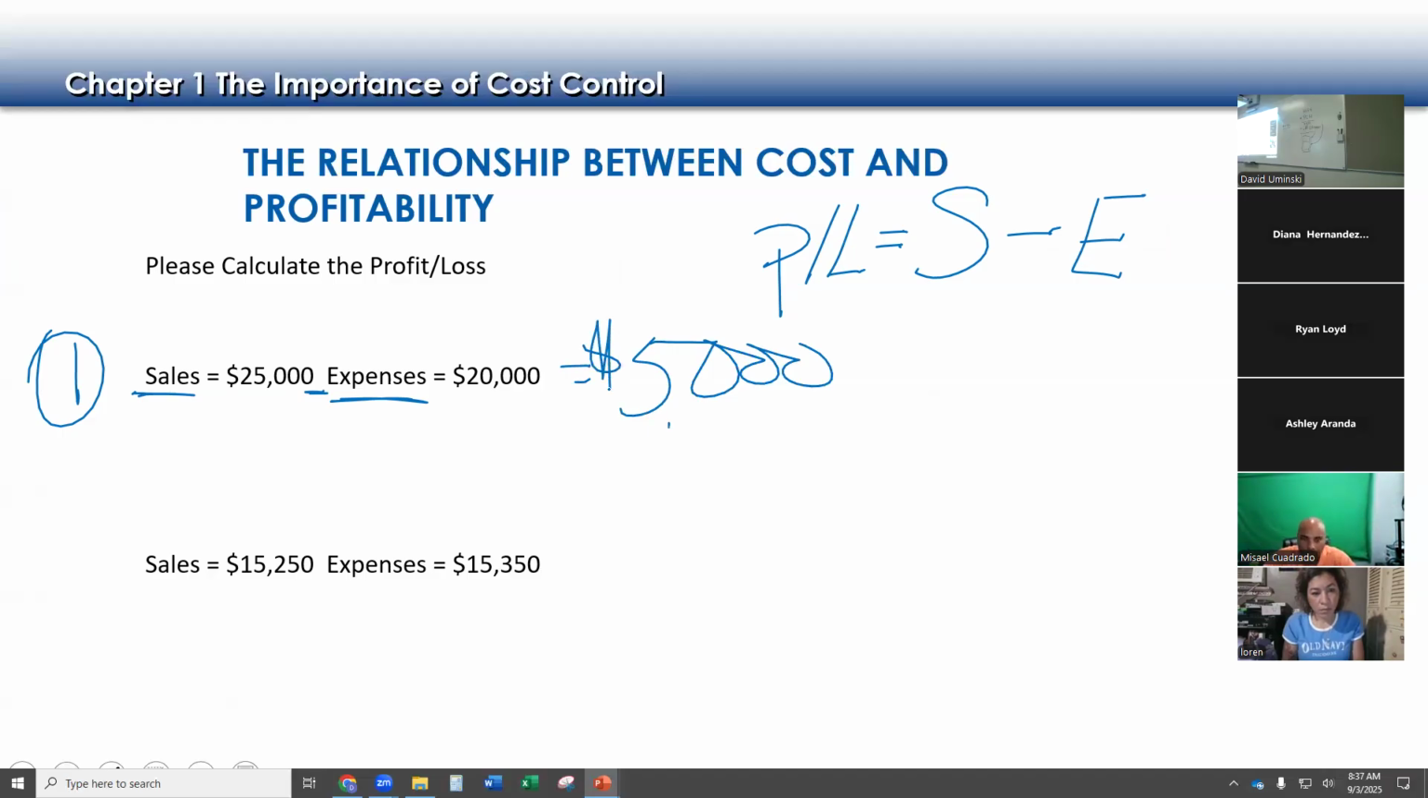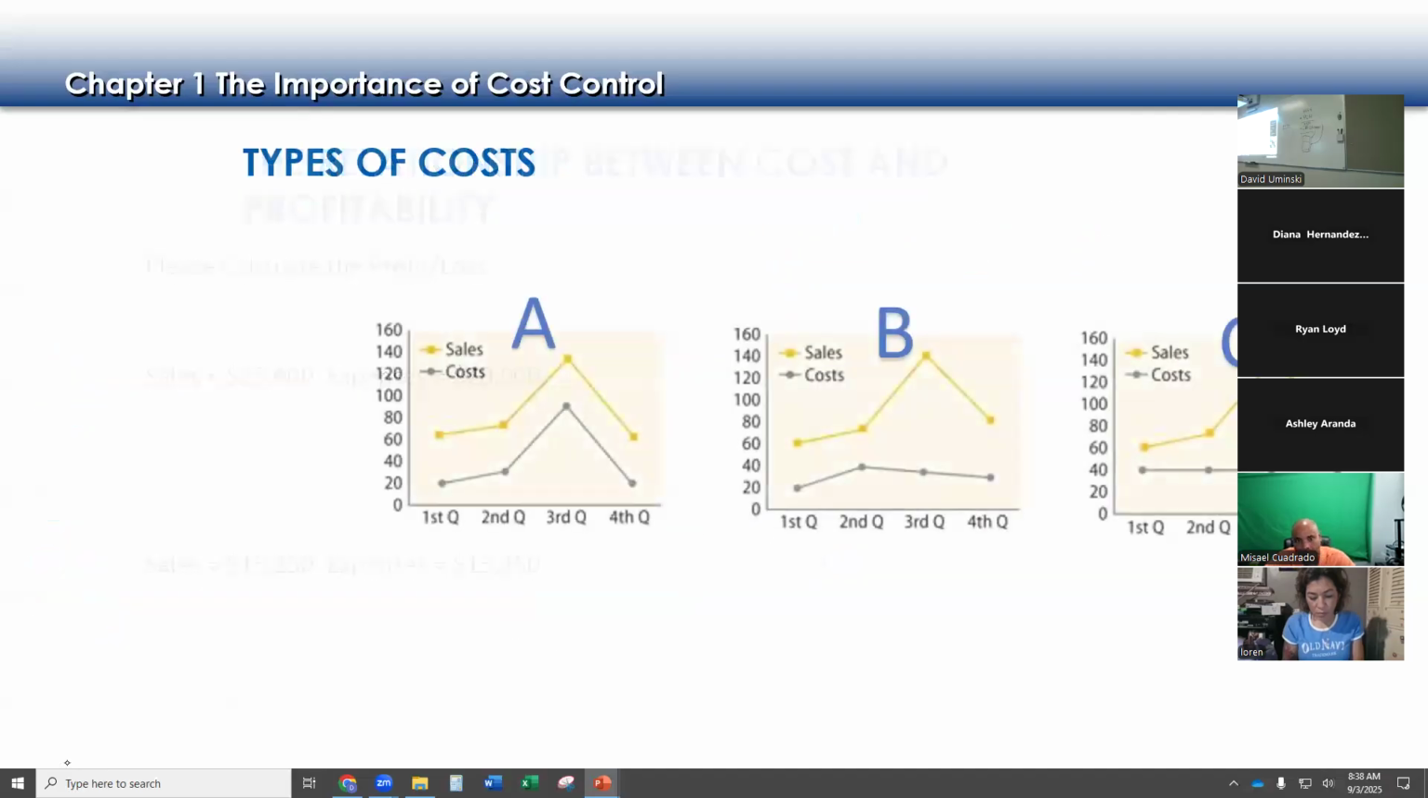It's a positive number. Number 2, profit or loss? Loss. This is a loss because our expenses are $100 more than our sales. That means we spent $100 more than all the money that we brought in. Questions, comments, concerns about profit and loss? We're going to go into that a little bit more when we talk about budgeting.